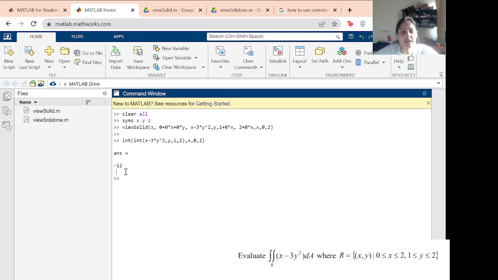It's negative because z was actually negative. So the whole diagram was actually in negative z. That's why the answer is also negative. Of course, just to report, we take the modulus of the answer, which is 12.